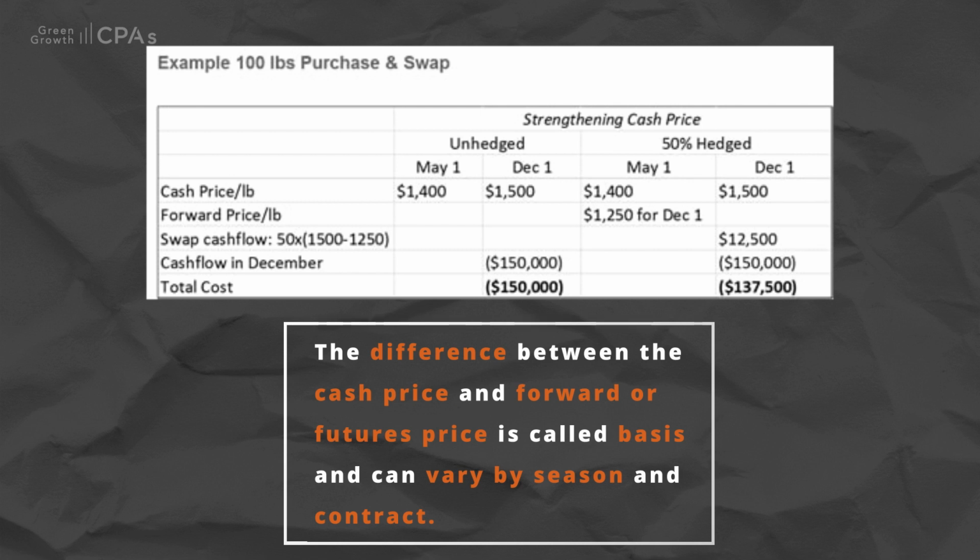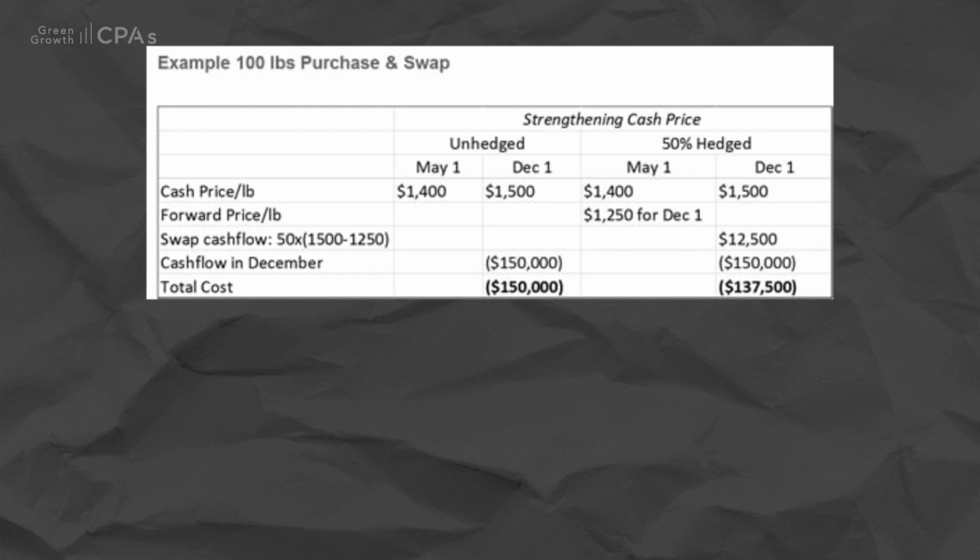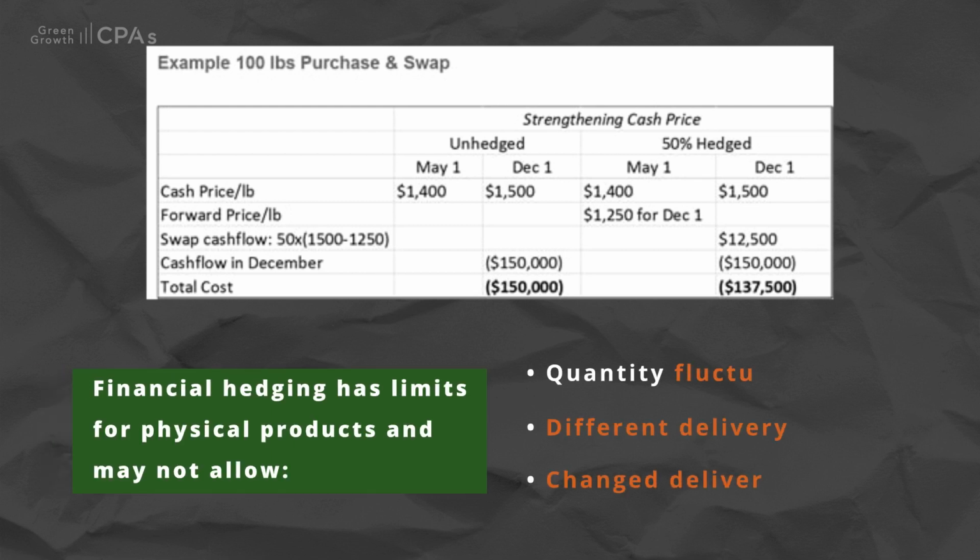It should be noted that the swap in this example is considered a financial hedge, and there are limitations to using such hedging for physical products. Standardization of swaps can be a drawback for those participants requiring an exact hedge for physical delivery, as the swap contract specifications may not allow for quantity fluctuations, different delivery points, and delivery days.